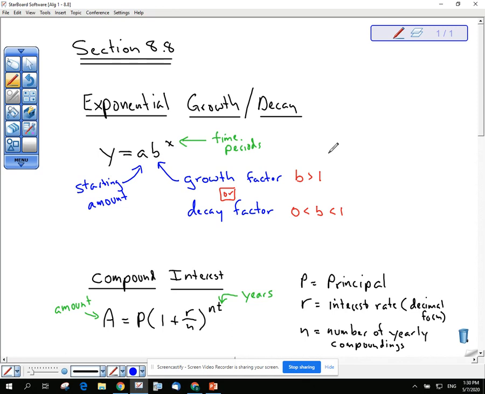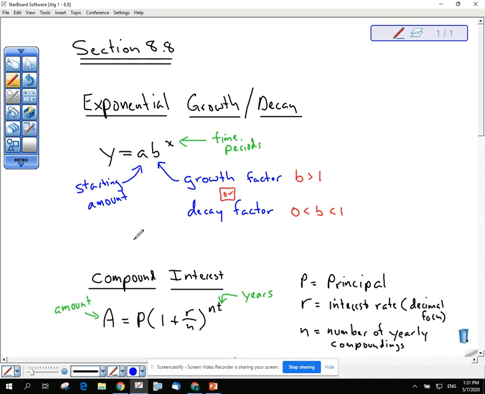What about 0? What if B were 0? Well, we know that raising 0 to a power is going to be 0. And in that case, again, it's not going to be exponential growth or decay. This is something that we just don't need to even consider when it comes to this concept.